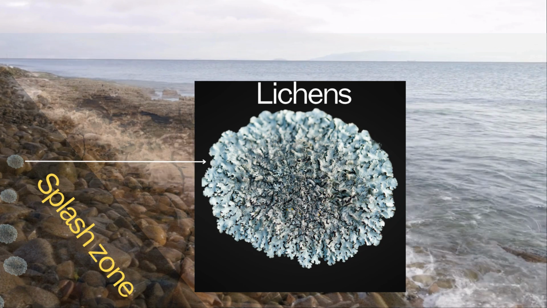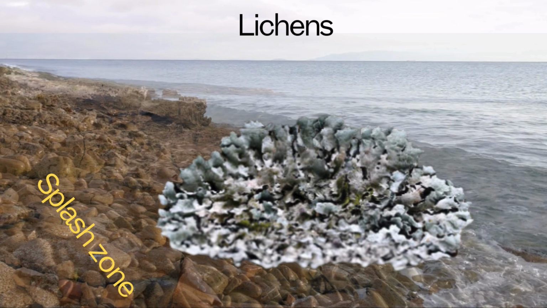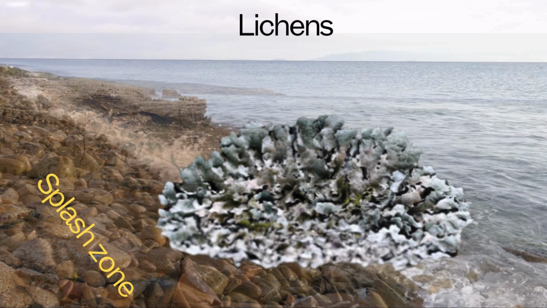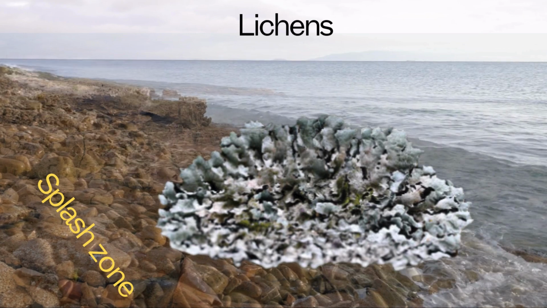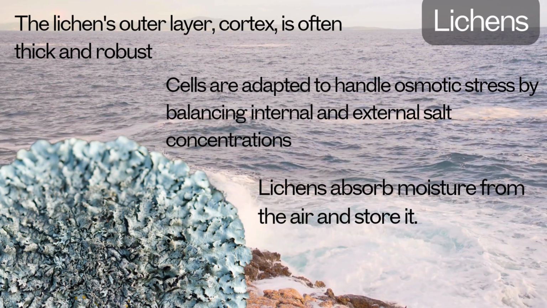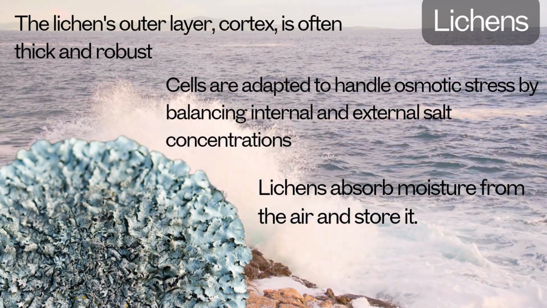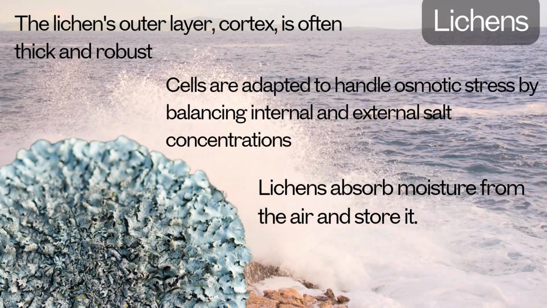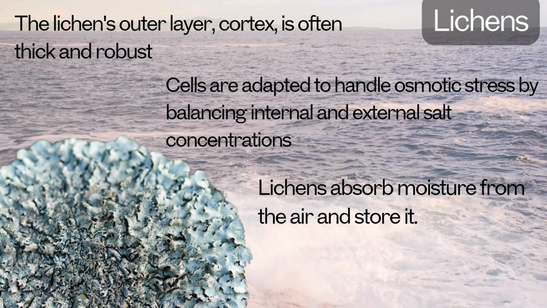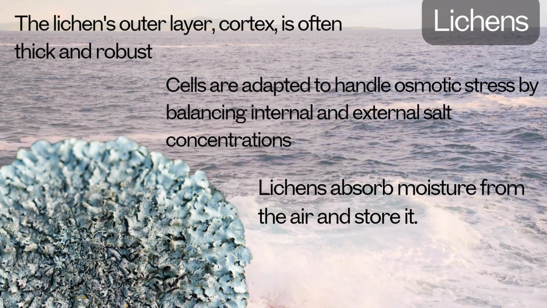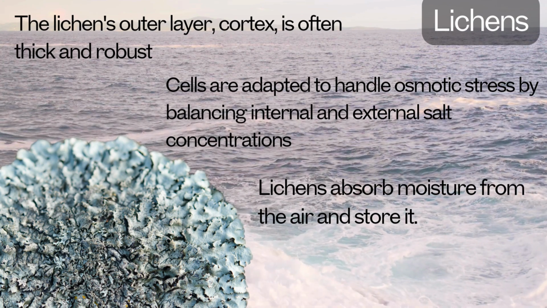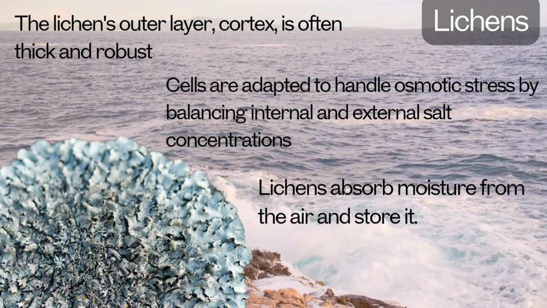First on the list is lichens. Lichens tolerate salt spray in the splash zone of rocky shores through several fascinating adaptations. The lichen's outer layer, cortex, is often thick and robust, providing a barrier against salt and minimizing water loss. Lichens can absorb and tolerate high salt concentrations. Their cells are adapted to handle osmotic stress by balancing internal and external salt concentrations.